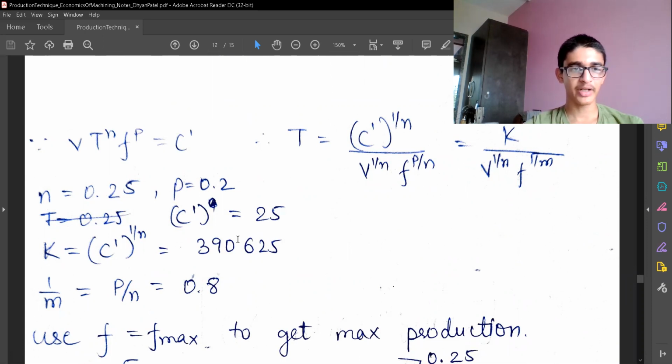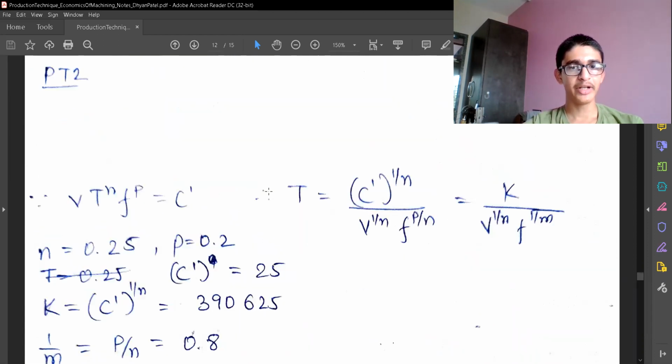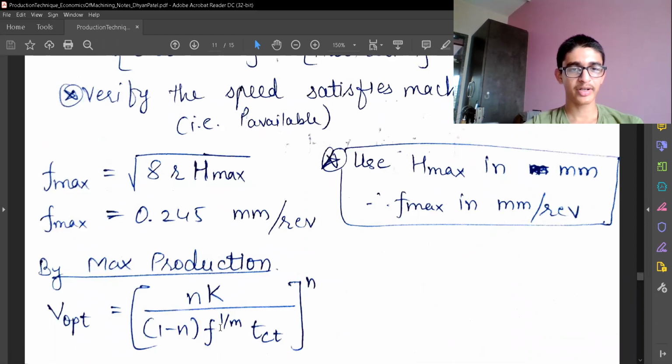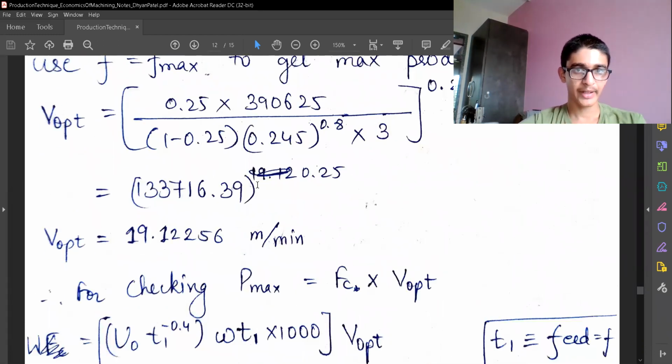Now k from that will be c dash raised to 1 upon n, that is this value. 1 by m was p by n, and p by n value was 0.8. For F, we use F equal to F max because we are going to maximize the production. So we need not get that factor because we already have that F value. We'll use that F value and find the optimum velocity. So this is the optimum velocity.